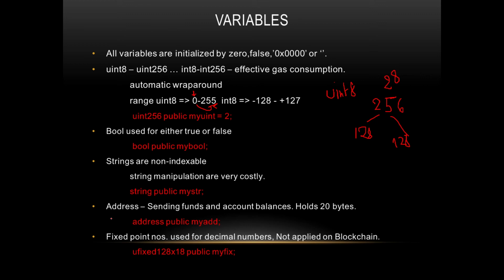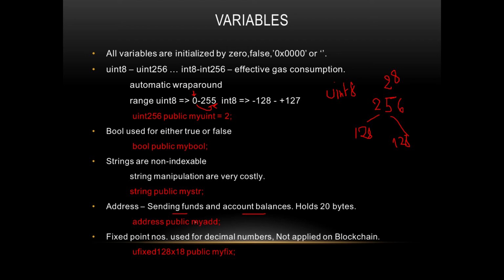Address has basically two functionalities. One is sending funds and one is checking account balances. This address holds 20 bytes, which is about 40 digits, as an address. So this is the syntax of how you can declare a variable of type address. Once you declare a variable, this variable has its own inbuilt function known as dot balance, which will get the balance of that address in wei.